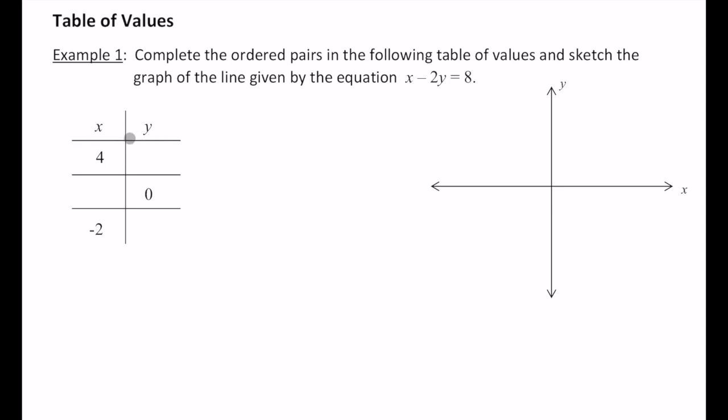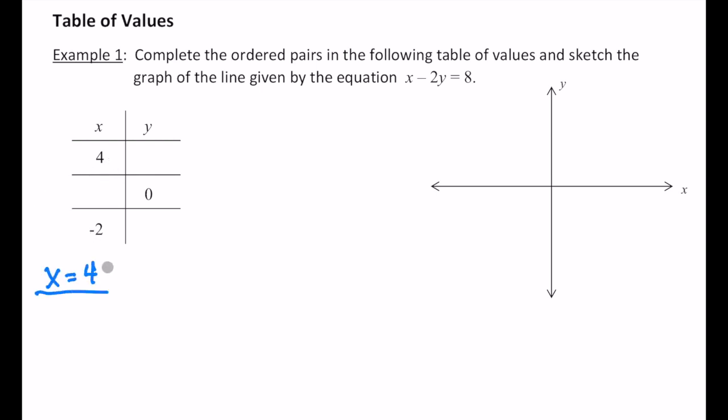So in this first row, we're going to start with an x value of 4, and then we'll solve for y to complete an ordered pair. In the second row, we'll start with a y value of 0, and then solve for x to complete an ordered pair. And then the same thing in the third row with an x value of -2. We can choose any number we want for x or y, and then solve for the other variable. So let's start with the first ordered pair, where we're going to have x equal to 4.